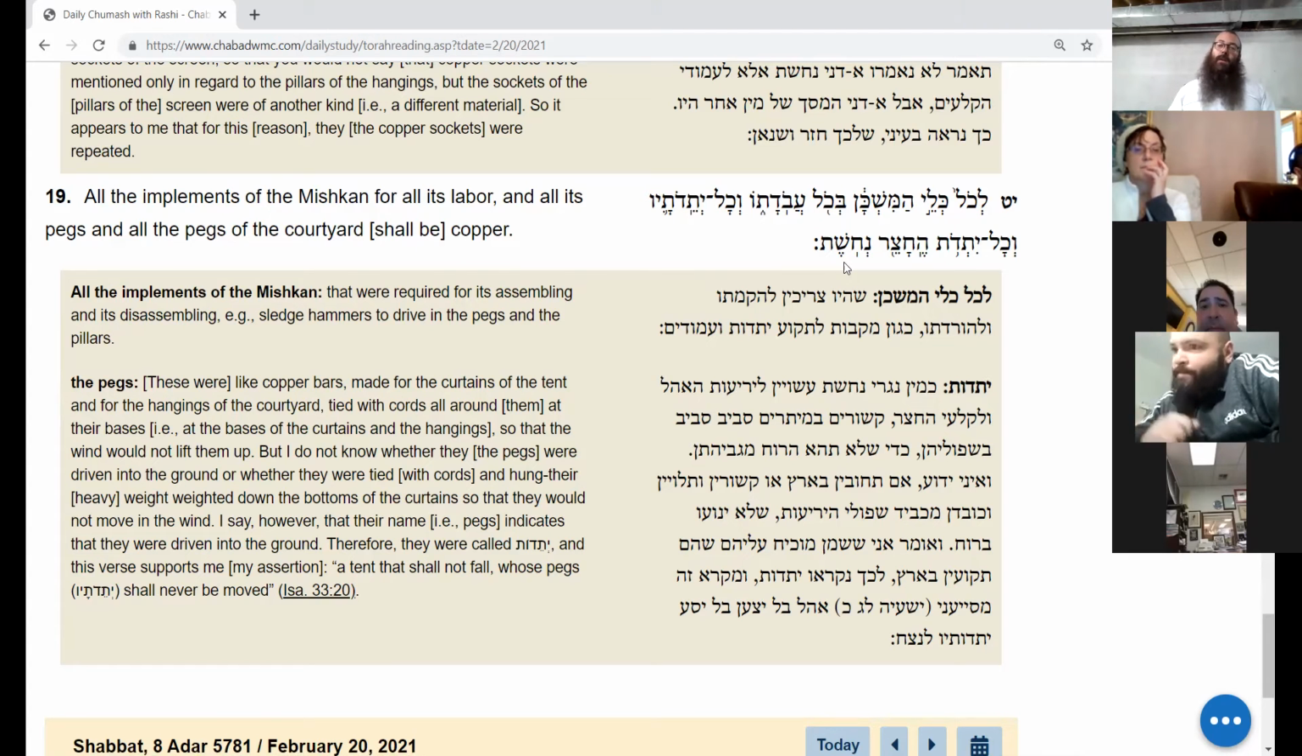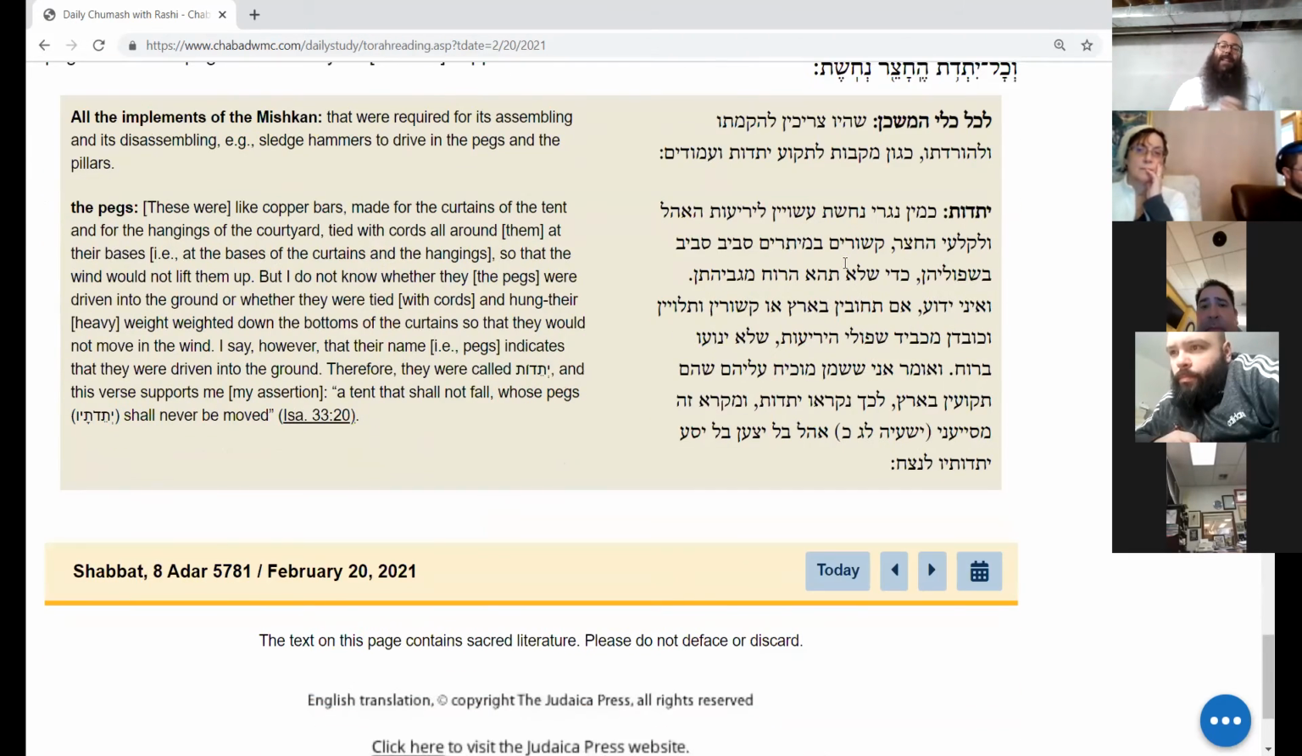So v'chol yitdot hamishkan, v'chol yitdot hechatzer, all the pegs that were part of holding down the tabernacle walls, the skins, from flapping, and the pegs of the border wall around the courtyard, all those pegs were made out of copper. Rashi says he's not sure if they themselves were very heavy pieces, or if you actually stuck these pegs in the ground. Rashi says he thinks that he stuck it actually in the ground.